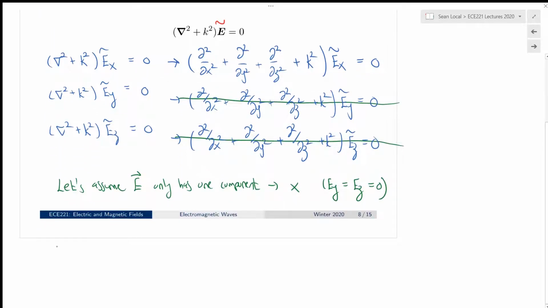Now, let's also assume something about the spatial dependence of the electric field. So what we can do is let's assume that the wave is uniform.